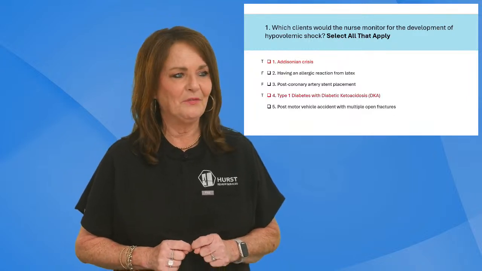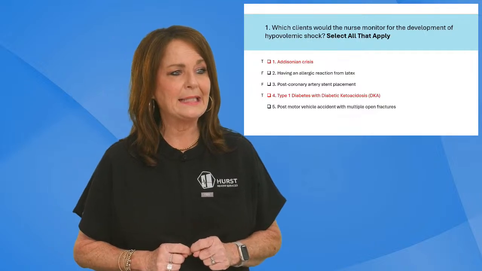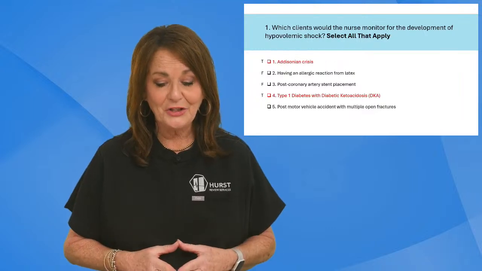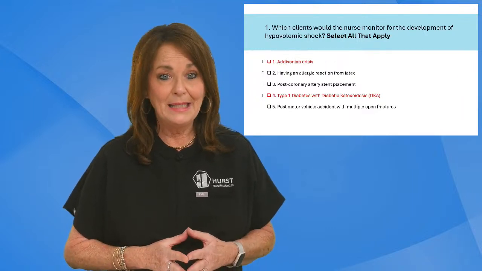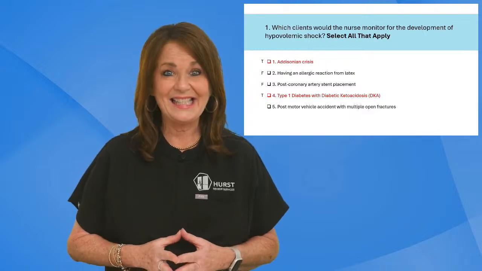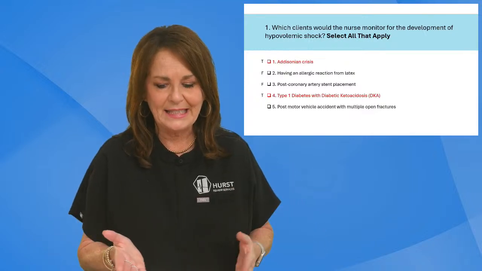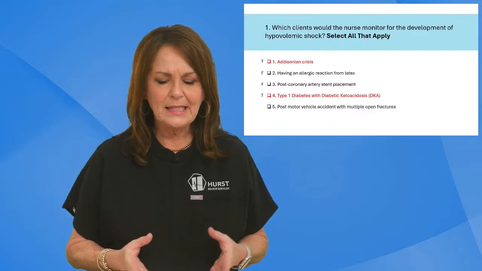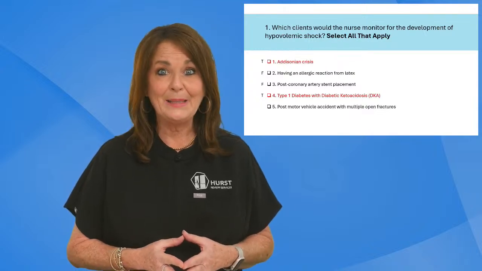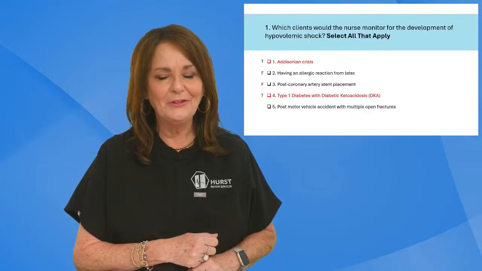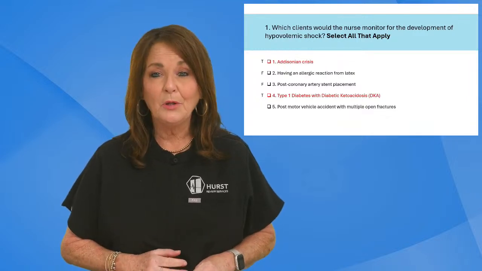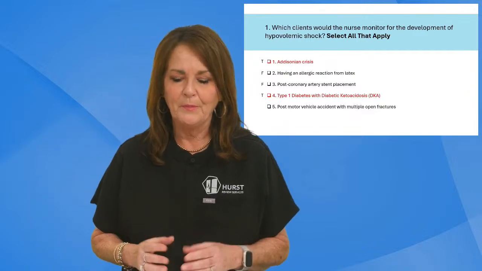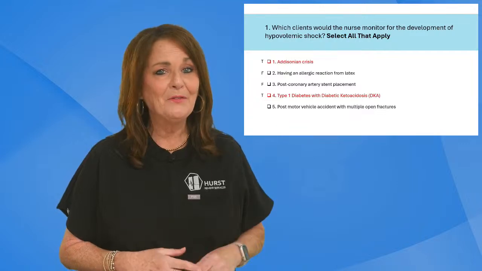What do you think about option number 5? Post-motor vehicle accident with multiple open fractures. Well, if someone has open fractures, what does this mean? It means that you can see the bone or it's sticking out of the skin, right? That's what an open fracture is. Of course, we worry about infection with this, but if it is open, does that mean bleeding occurs? Do you think they're having some bleeding right here? Absolutely they are. If the client has multiple open fractures, that increases the risk of bleeding even more, which makes me worry about hypovolemic shock.